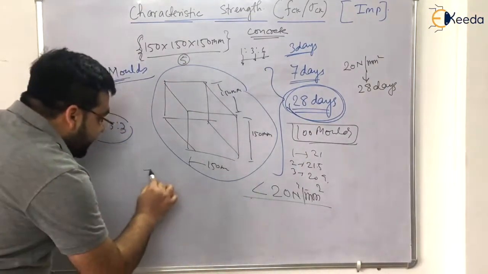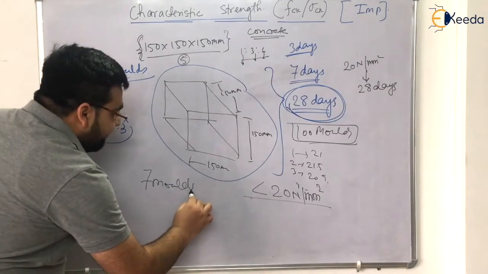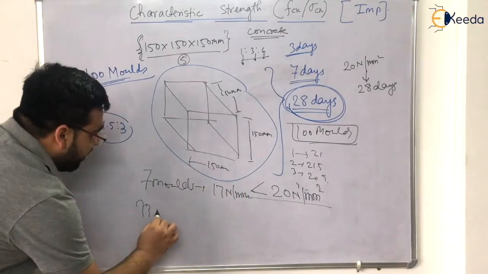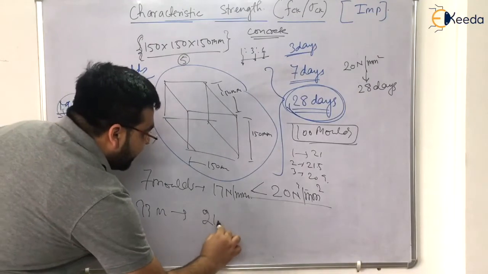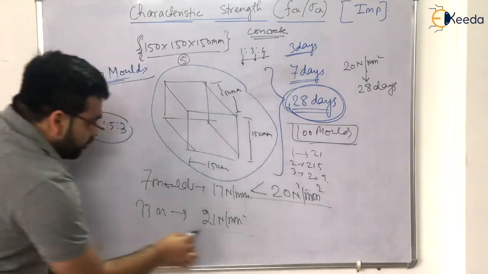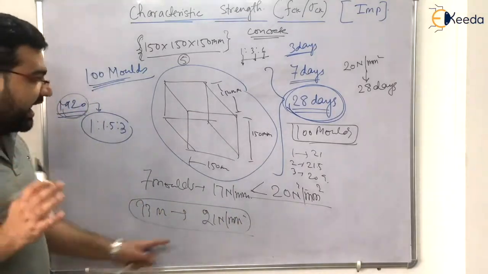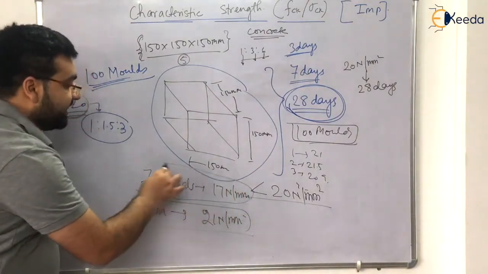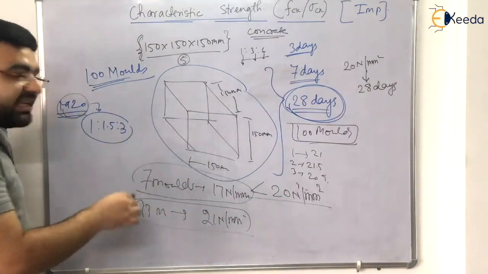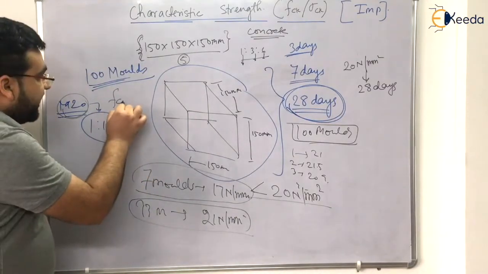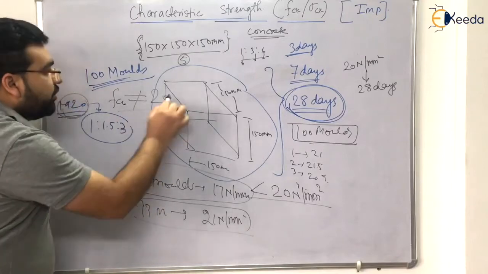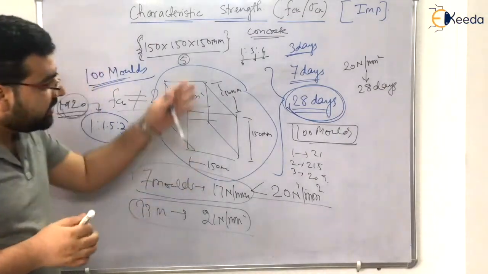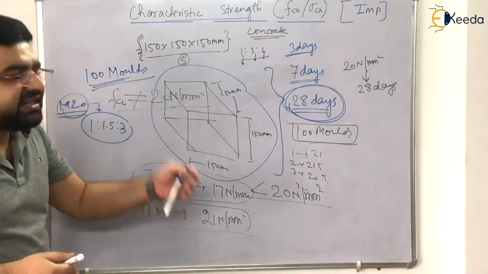If let us say 7 molds have a strength below 20 Newton per mm square, and let us say 93 molds have a strength of, let us say, 21 Newton per mm square. Obviously these 93 molds have passed the test. They have strength greater than or equal to 20 Newton per mm square. But the 7 molds have failed the test. So at that point of time, for these 100 molds, the FCK will not be equal to 20 Newton per mm square.